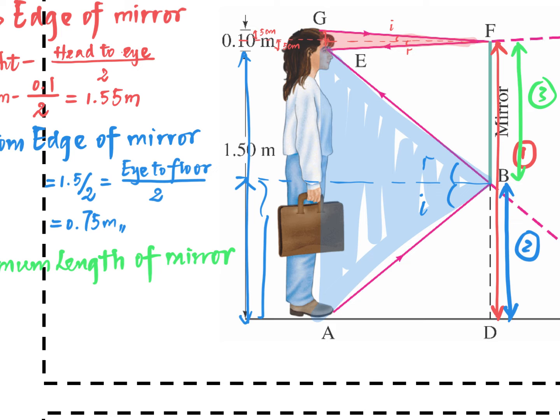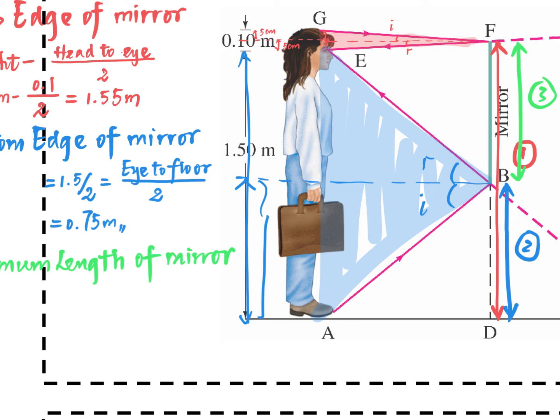And then for the third one, which is the minimum length of mirror, the mirror should be hung here, which enables the girl to see her feet. Since if the range of the mirror includes this point, the girl is able to see her feet. And also, if the mirror covers this area, the girl is able to see her head.